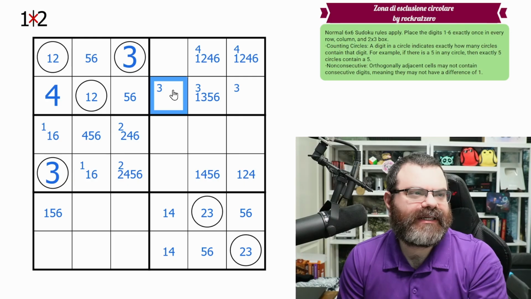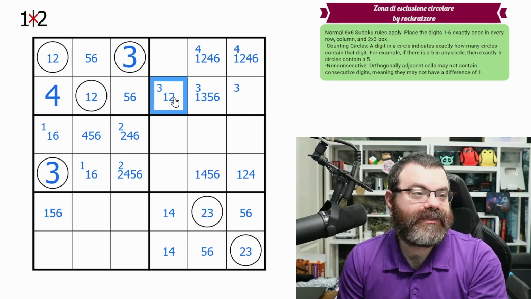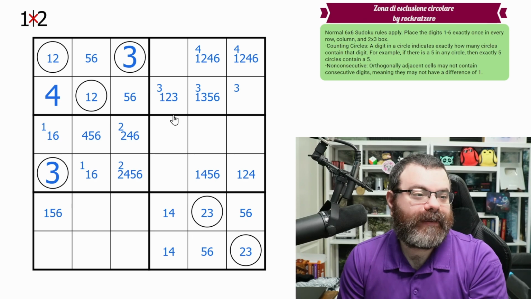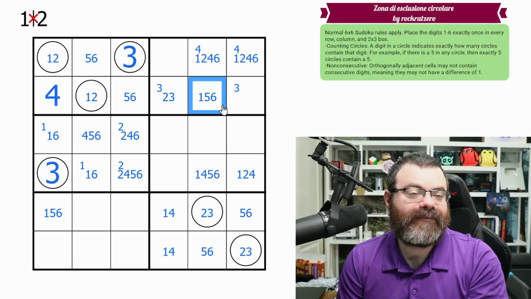This 5 or 6 says this can't be 5 or 6. So this is 1, 2, or 3. Oh, but it can't be 1 because of the 1, 4 pair. So this is 2 or 3 only. That eliminates 3 from this cell. So this can't ever be a 3.